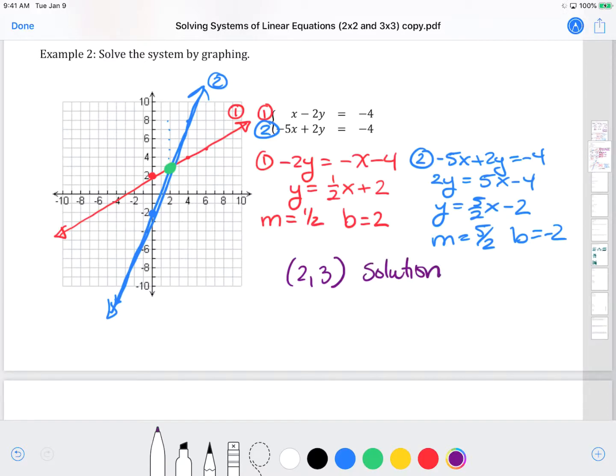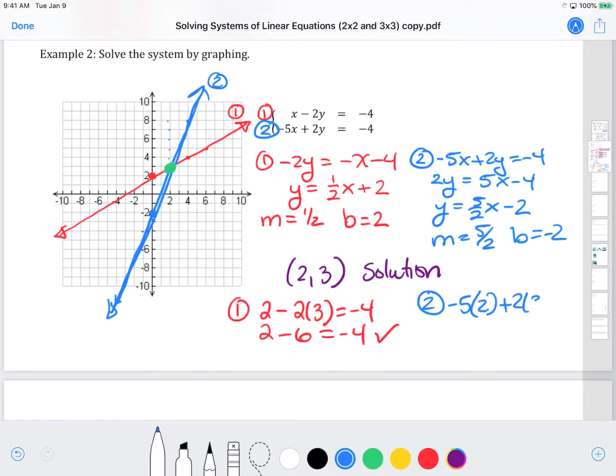We can check it by plugging in and making sure that it works in both equations. If I plug into equation 1, 2 for x and 3 for y, I get 2 minus 2 times 3 is equal to negative 4. That gives me 2 minus 6 is equal to negative 4. That one works. Now if I plug it into equation 2, I'm going to plug in 2 for x and 3 for y. That gives me negative 5 times 2 plus 2 times 3 is equal to negative 4. This gives me negative 10 plus 6 is negative 4. So that works as well.